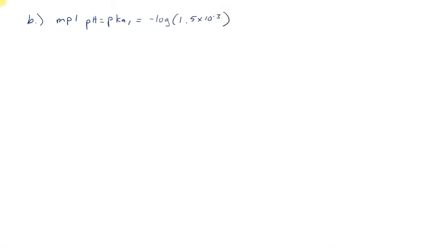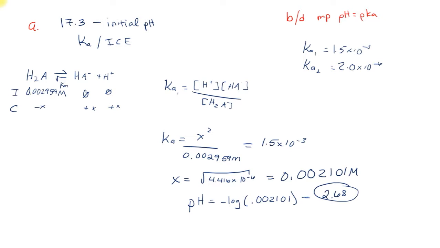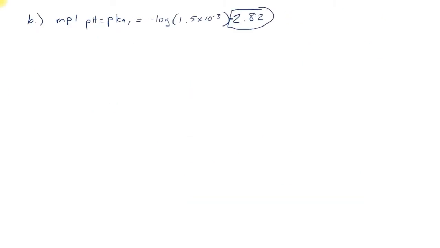Whoops, that's ln. Hang on. There we go. So we got a pH of 2.82. Okay, so by adding about, whoops, that's an equal sign. You can't see it because I didn't put it there. By adding a little tiny bit of base, we have moved the pH from 2.68 to 2.82. That is the power of the buffer zone.